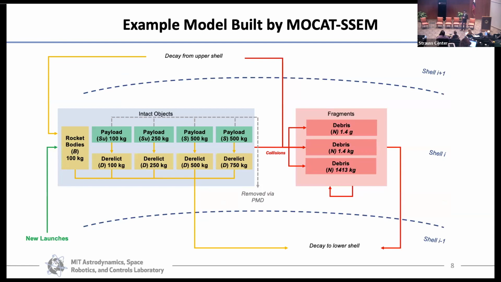So here's an example model built by SSEM. Here we show you 4 different mass properties for the payload class, which means we have 4 different ones for derelict. They can become derelict depending on if you fail a PMD or not. We have the rocket body class and 3 different classes for fragments. How do they interact with one another?